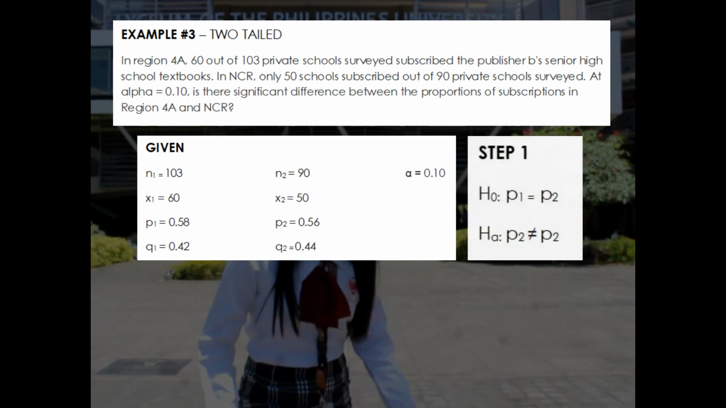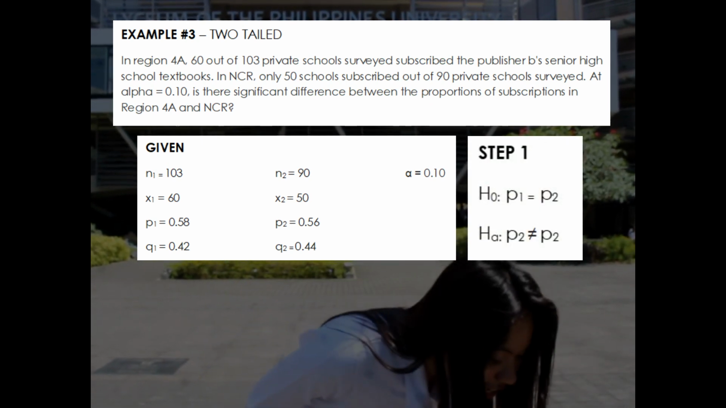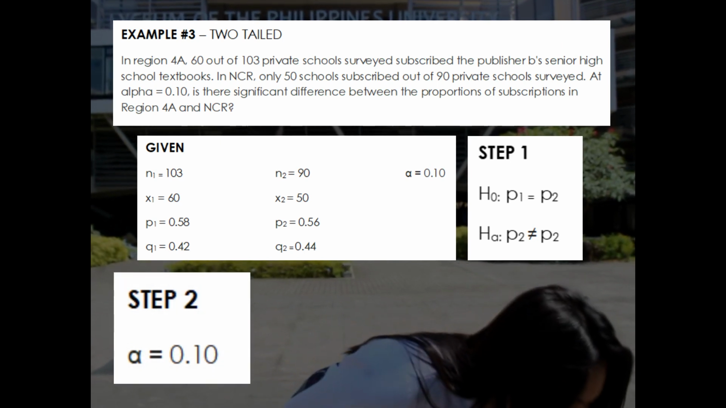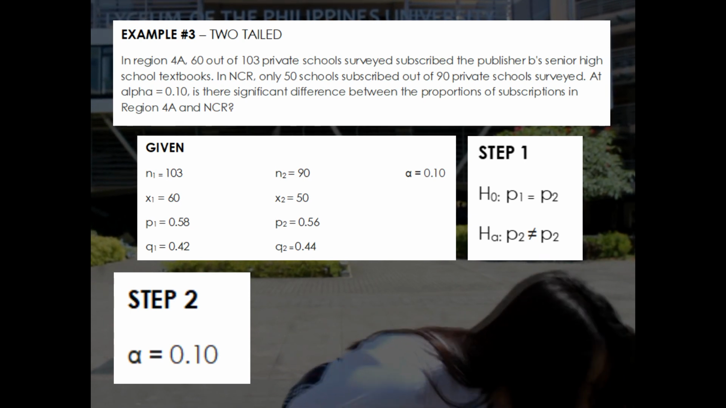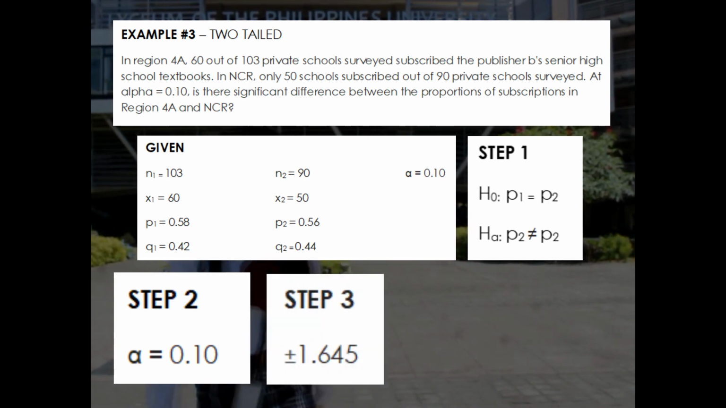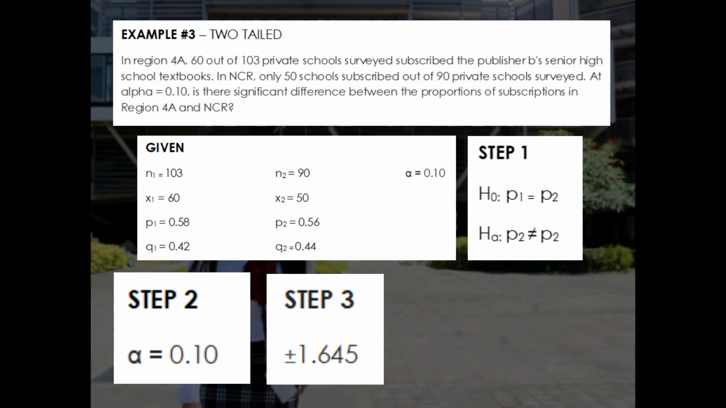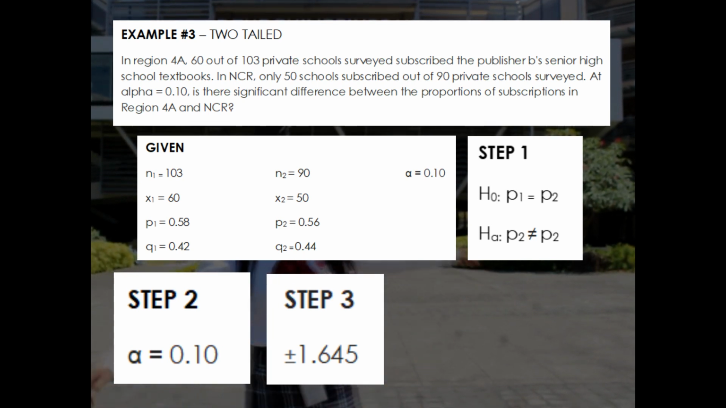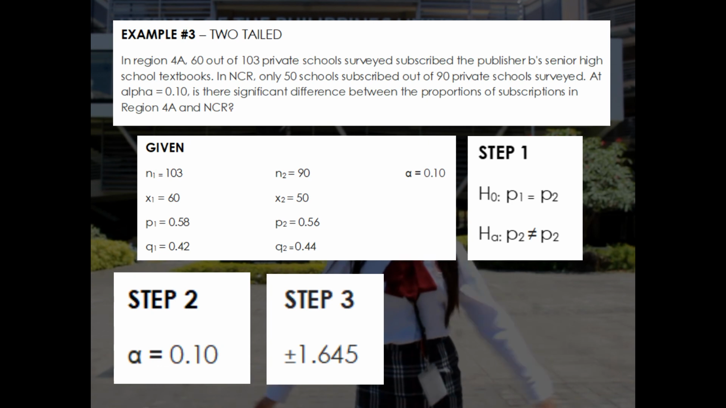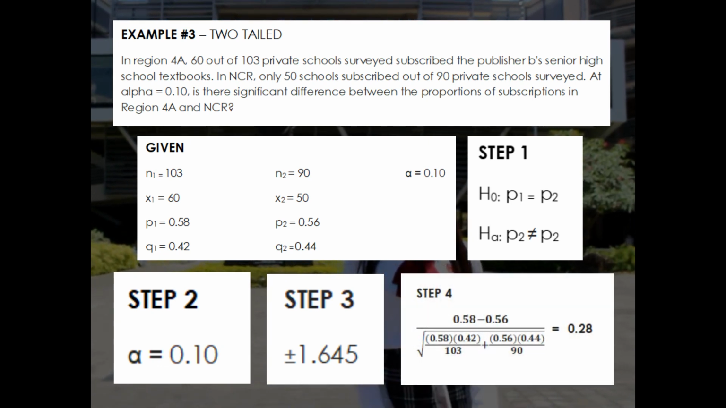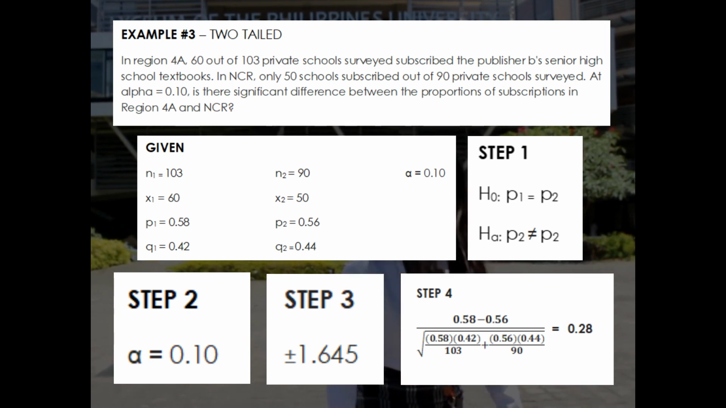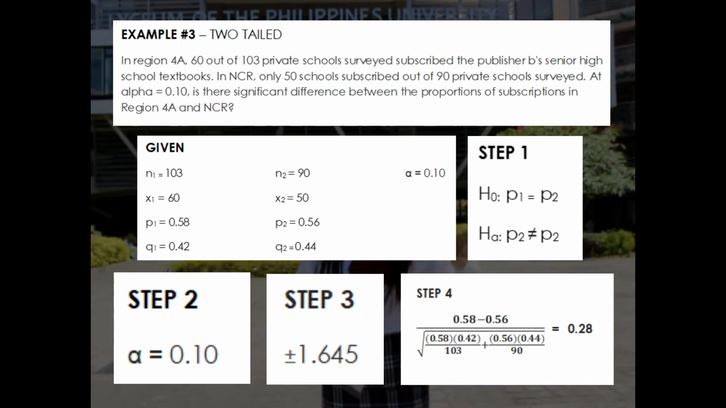Step number 1, the hypothesis statement. Step number 2. For this particular problem, the level of significance that we are going to use is 0.10 and two-tailed. Step number 3. Since we already identified the level of significance and the tail that we are going to use, the critical value for this problem is positive and negative 1.645 since it is two-tailed. Step number 4, computing for the z-score. Using also the same formula for two sample proportions, the answer for this problem is 0.28.